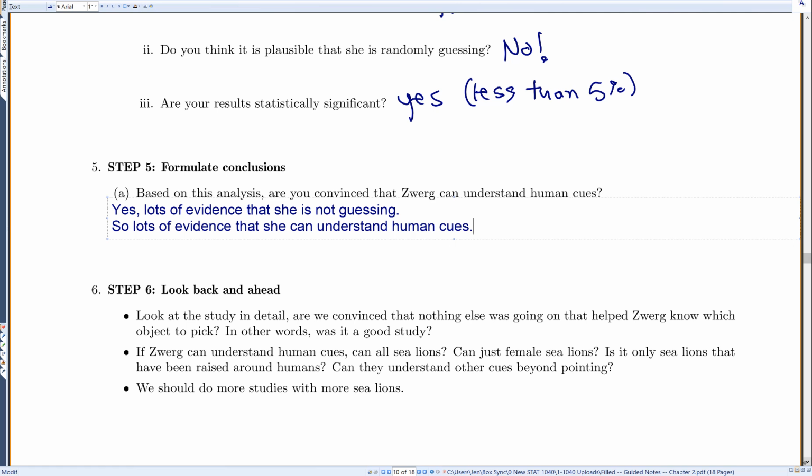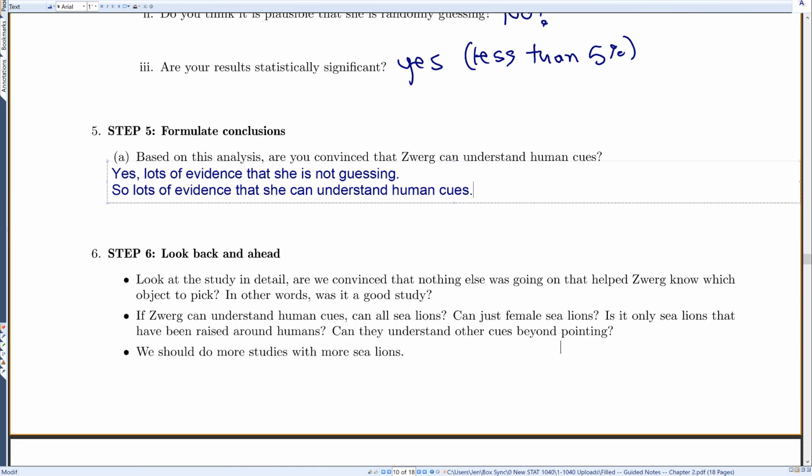If Zwerg can understand human cues, can all sea lions? Maybe it's just female sea lions. Is it only sea lions that were raised around humans? Can they understand other cues beyond pointing? We should do more studies with more sea lions. That's kind of what you'd put in your research paper.